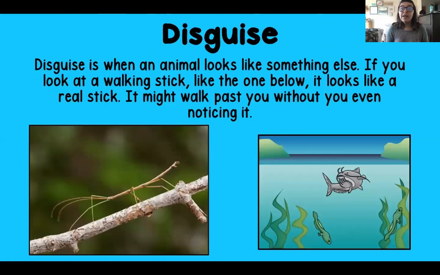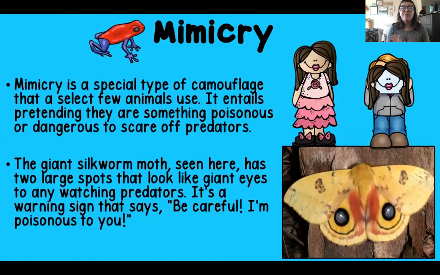A disguise is when an animal looks like something else. So this bug over here on the left is called a walking stick. And you might walk right by it thinking it looks like a real stick. But actually, it's a bug, and it looks like a stick to help it disguise itself so nobody would bother it. And then finally, we have mimicry.